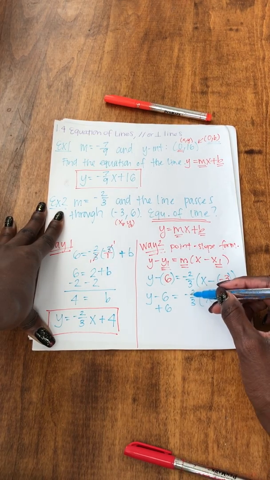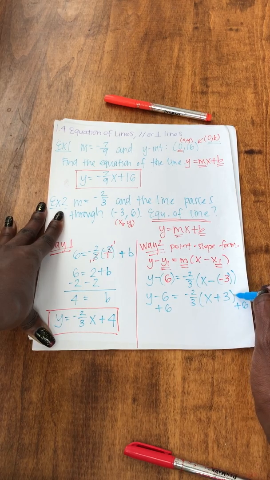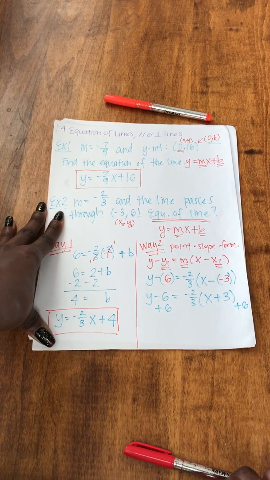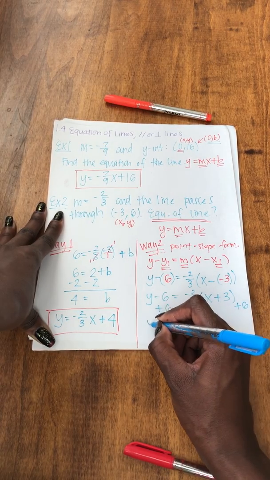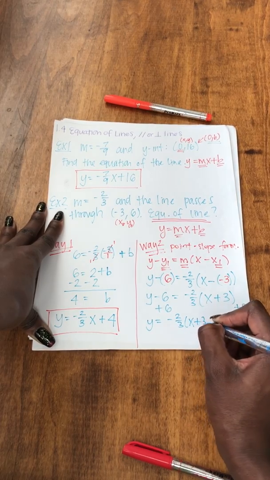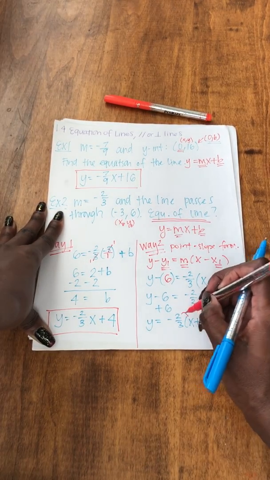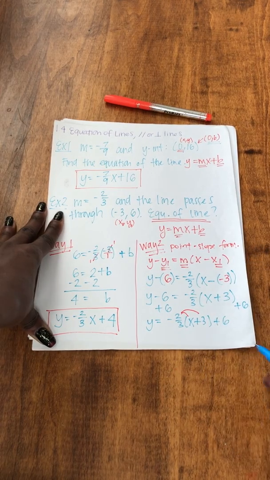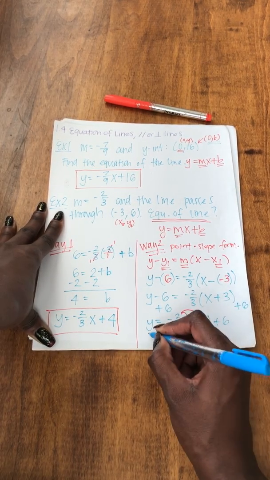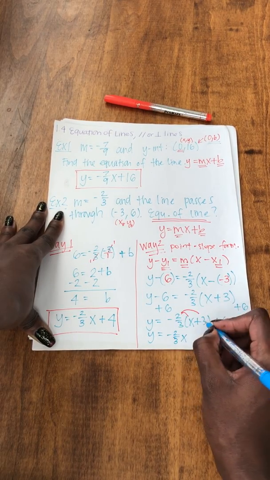If you want to go ahead and distribute that negative 2 over 3 to both of those terms or parts, you can do that and then add the 6. But I already wrote it, so I'm gonna stick with what I'm doing, okay? So we have y is equal to negative 2 over 3, x plus 3, plus 6, okay? And now we need to distribute that fraction to both of our terms or parts. And we have y is equal to negative 2 over 3x. And then we'll distribute that.